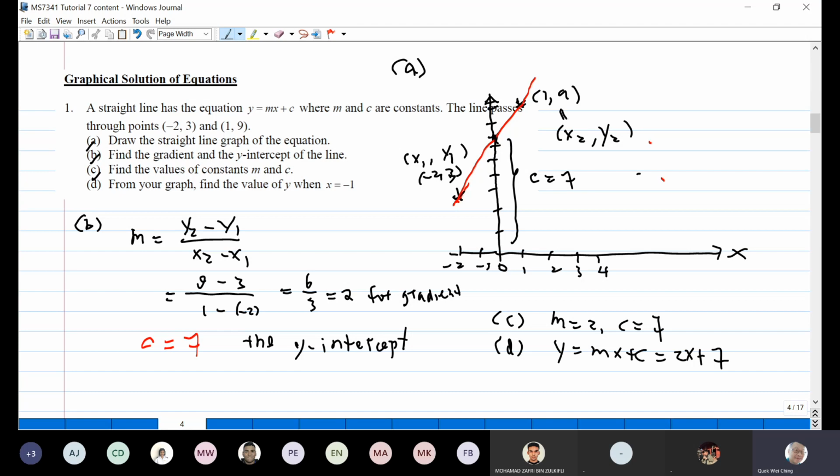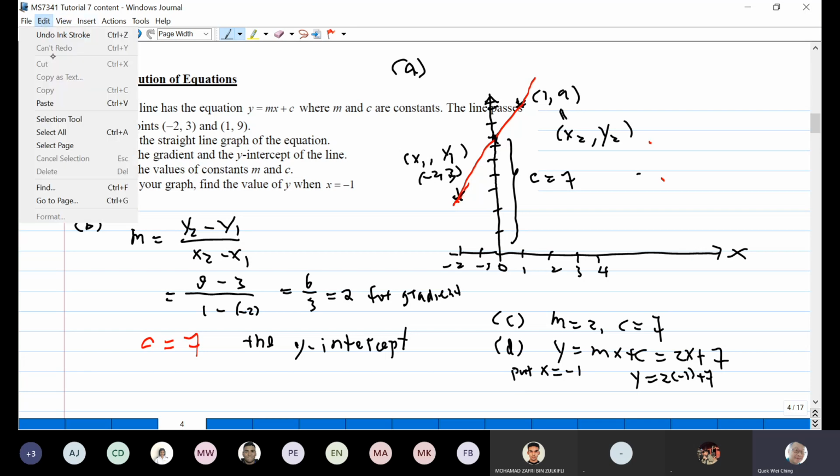Okay, you can actually check your answer now. So you put x equal to -1. So you get y equal to 2 times -1 plus 7. Let me shift the equation a bit here.